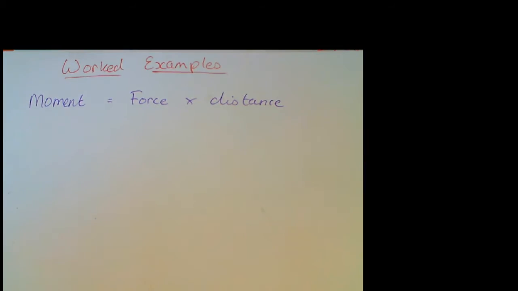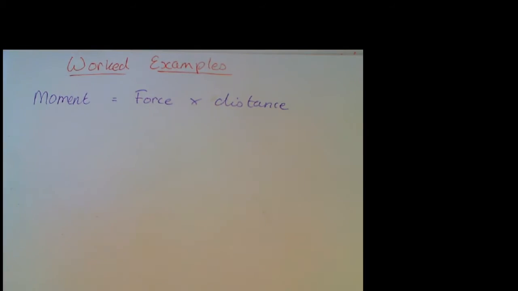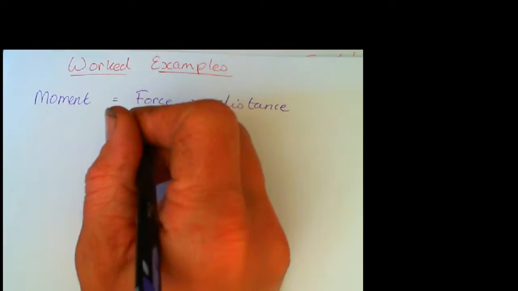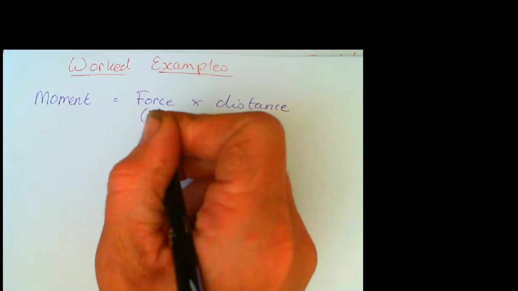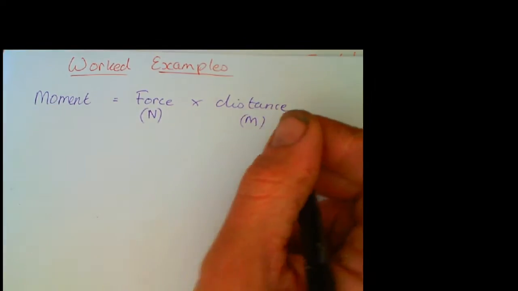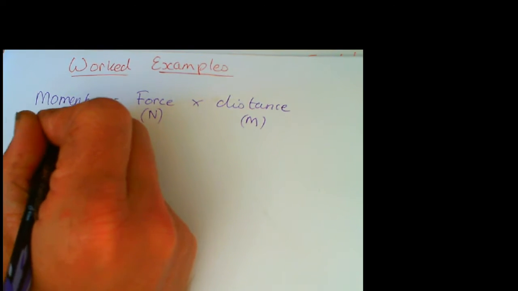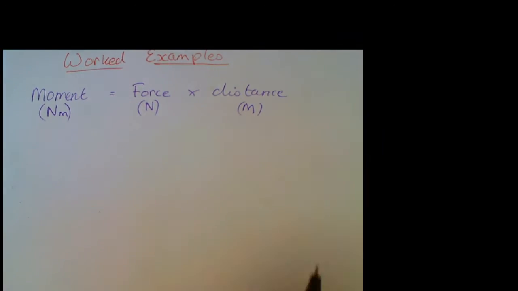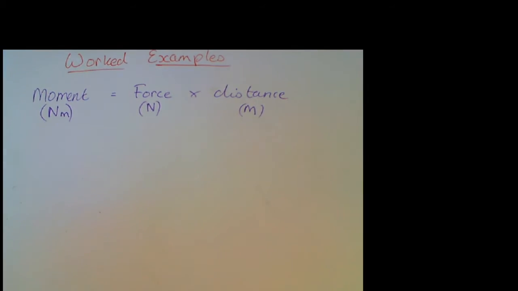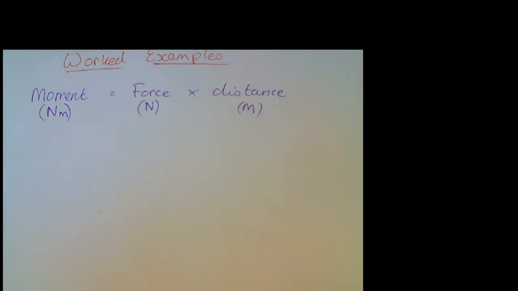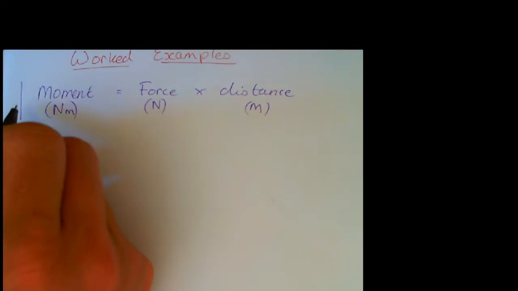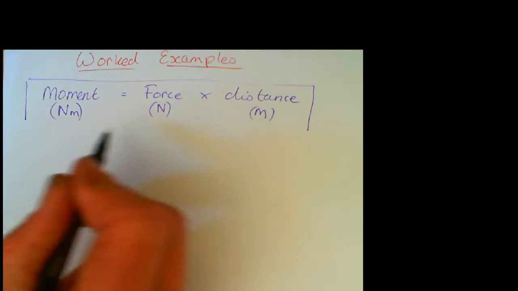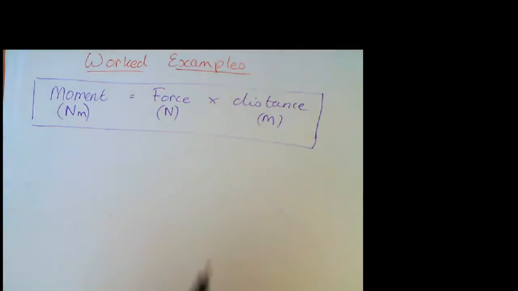And you may notice that this looks familiar to you because this is also the equation for work done. So force in newtons, distance in meters, moment in newton meters. And what this distance is, it just means distance from the pivot, rather than distance travelled, which was the one for work done. So that's my equation. Here's the example.